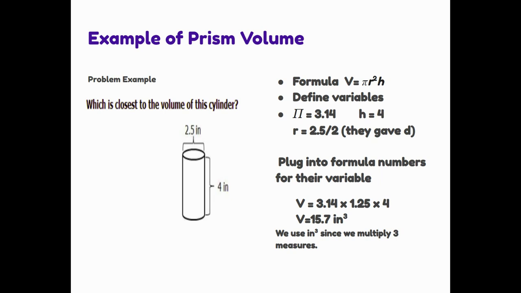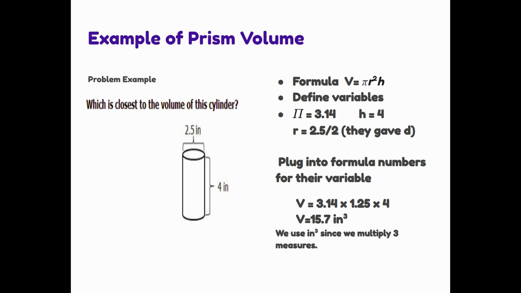All right, what's closest to the volume of the cylinder? You have 2.5 inches for the diameter and 4 inches for the height. Well, the formula is volume is equal to pi r squared times h. We've got to define the variables. So pi is 3.14. My height's 4. However, my radius is going to be equivalent to 2.5 divided by 2 because they gave me diameter.